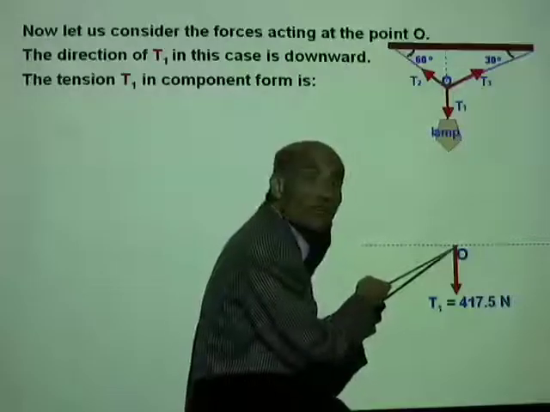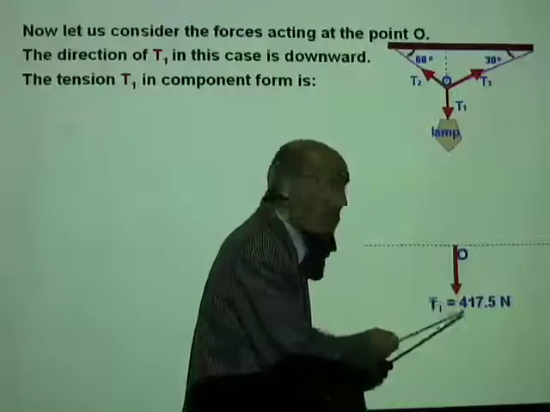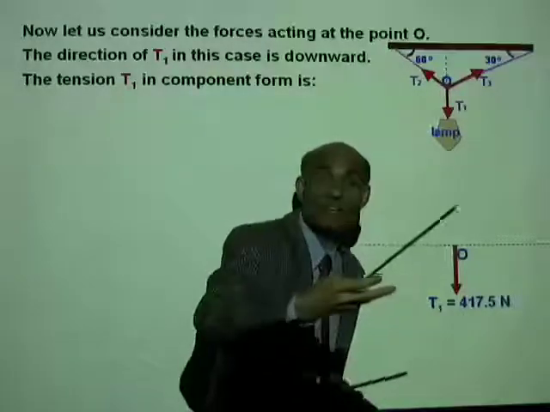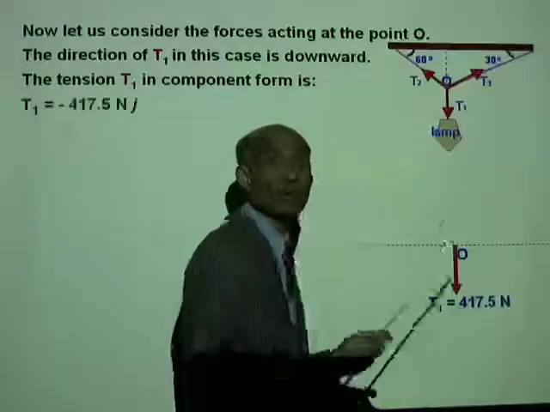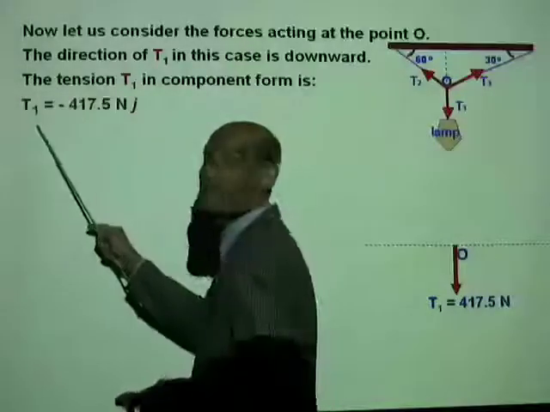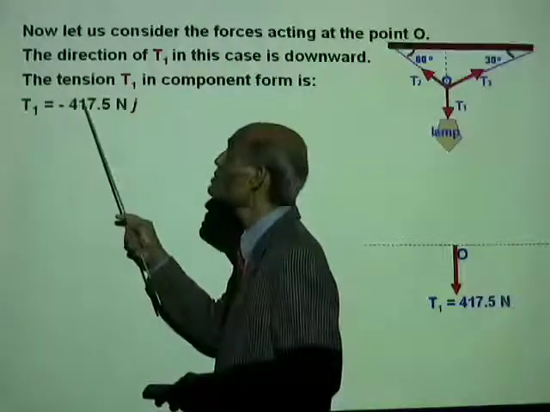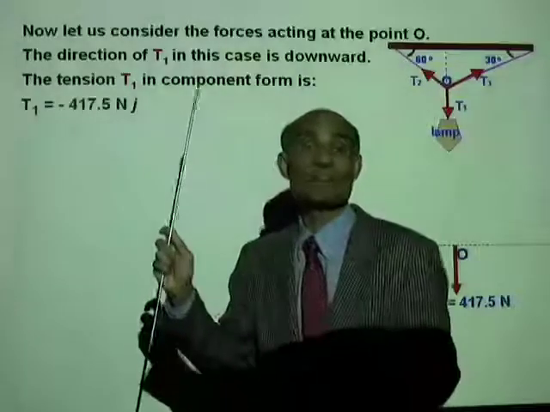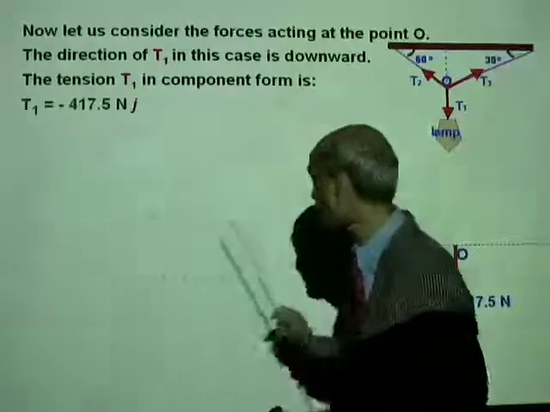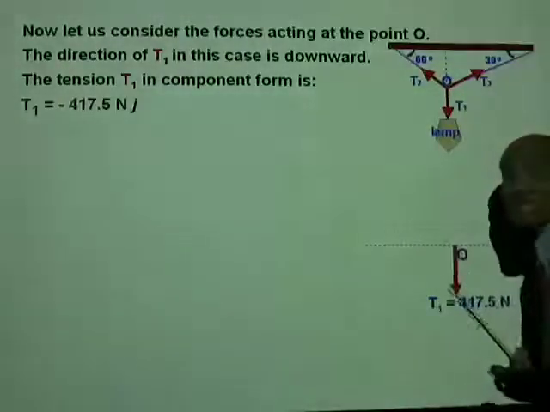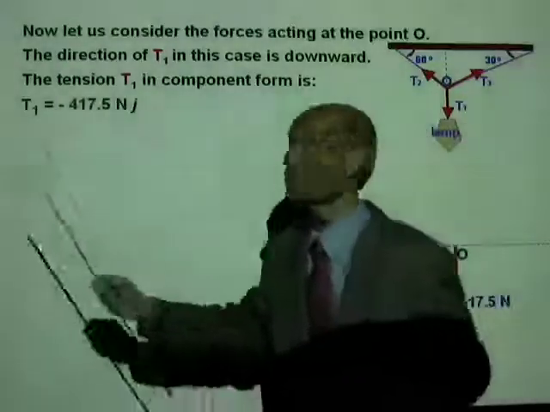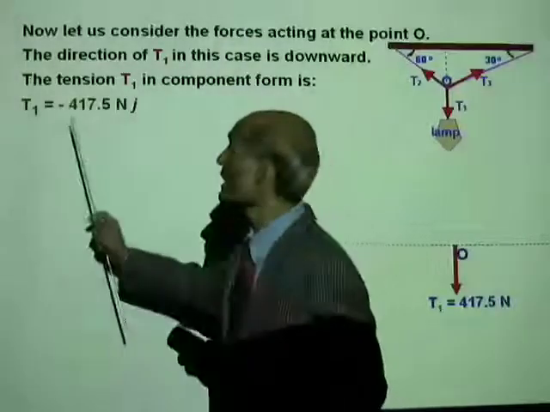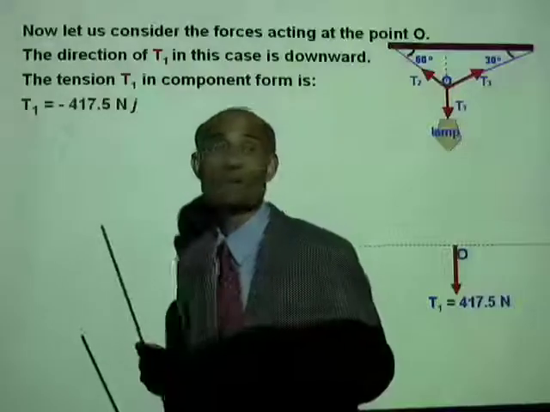This is made up of 0 x and negative 417.5 in the Y direction. Therefore, look at the way I write that. T1 equal to negative 417.5 Newton j. That is the proper way to write this force. This is a negative Y force. That is what we have said here. T1 is a negative Y force, and write that in the component form.